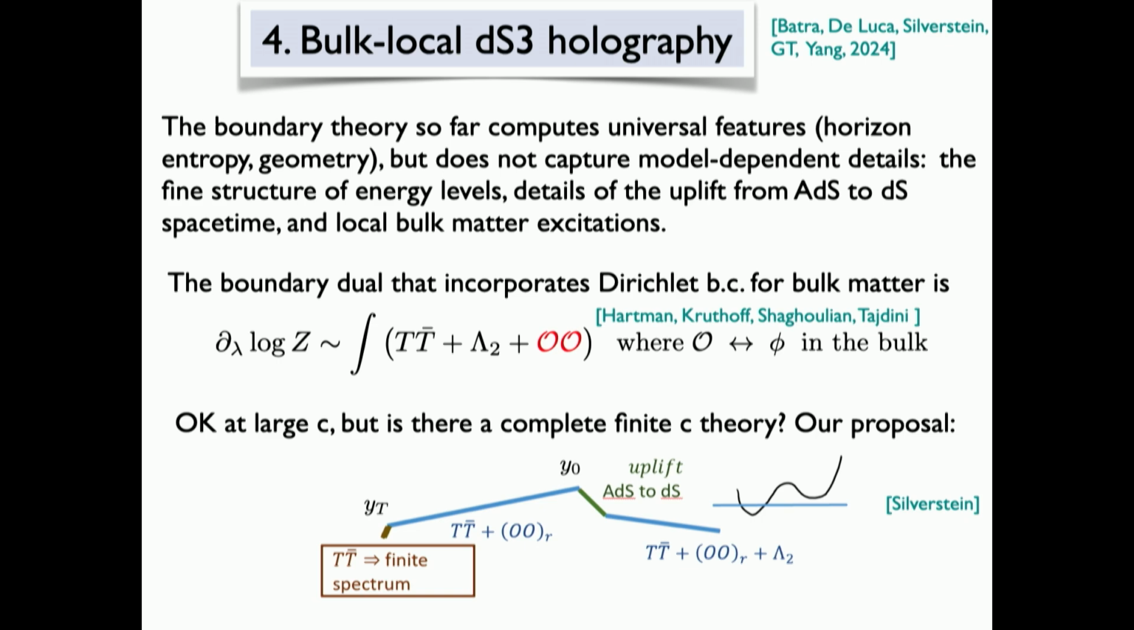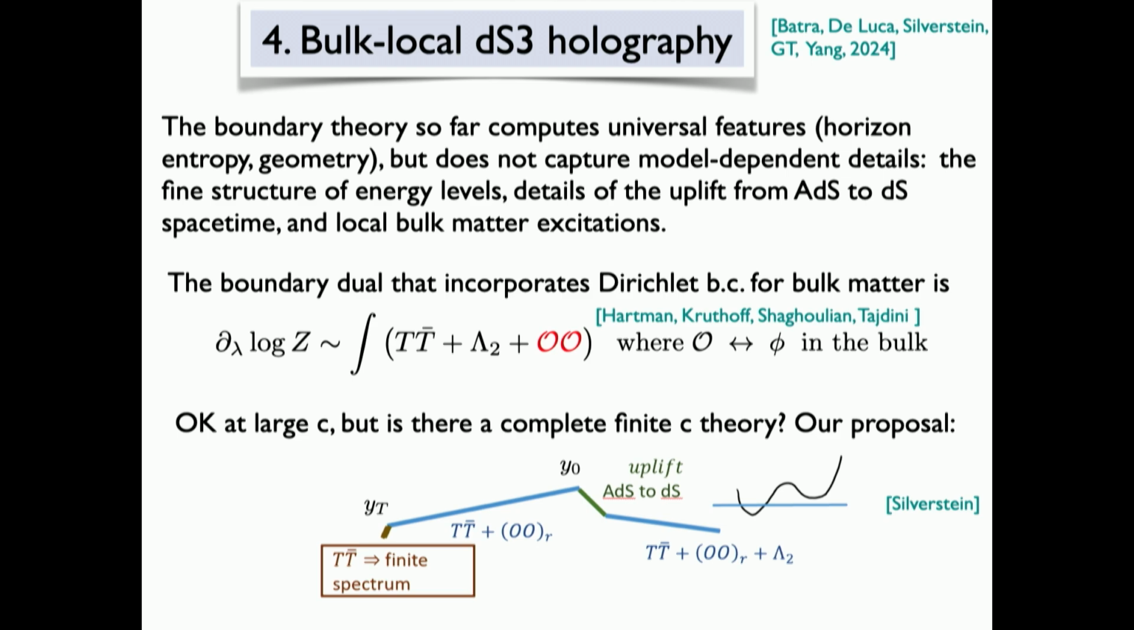And in fact, our proposal is that we do, and we would like to give the following definition for what the complete theory at finite c is. Okay, so it's here depicted in this representation. So first we'll do a small step with just a pure TTbar deformation up to some small value y_T, okay? And the main effect of this step is to produce a finite system, because it will introduce a natural UV cutoff above which we are throwing away the complex energies, okay?